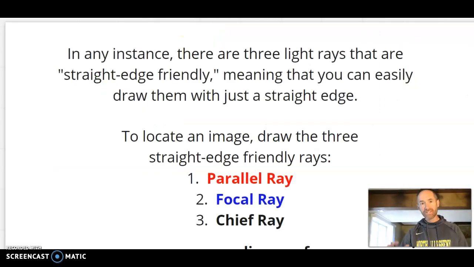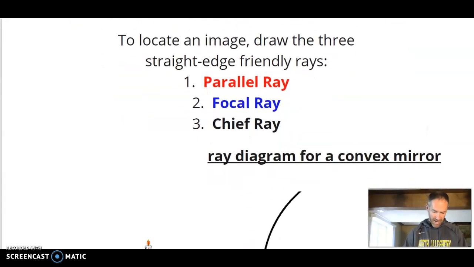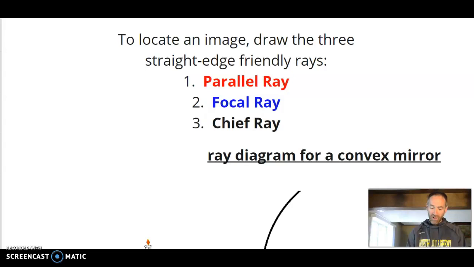The easy way to locate an image formed by an object in a mirror, or in a lens later, is to use 3 light rays that I call straight edge friendly. As long as the thing is straight, it doesn't have to be able to measure angles. You don't have to have a protractor. You could just use any straight edge, and you will be able to successfully draw this. I said there are 3 rays that you're going to draw, and you can see I give them names right here: a parallel ray, a focal ray, and a chief ray.